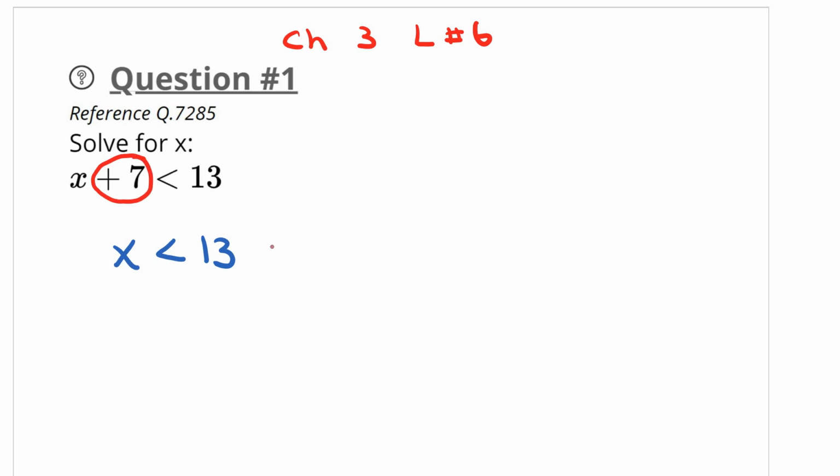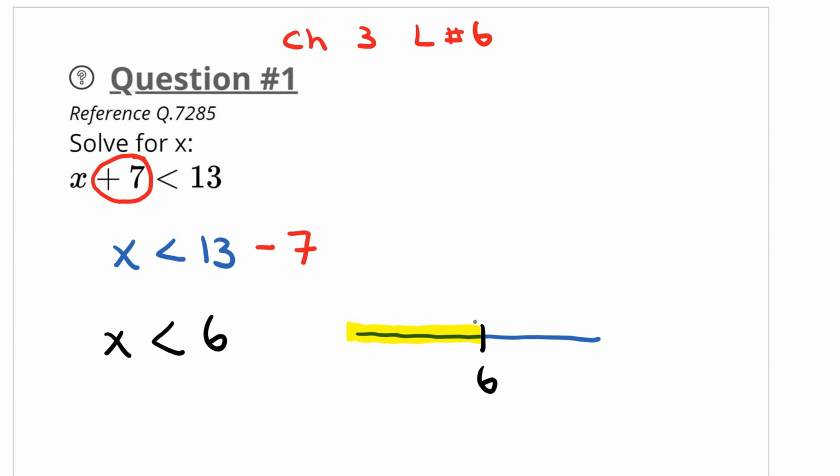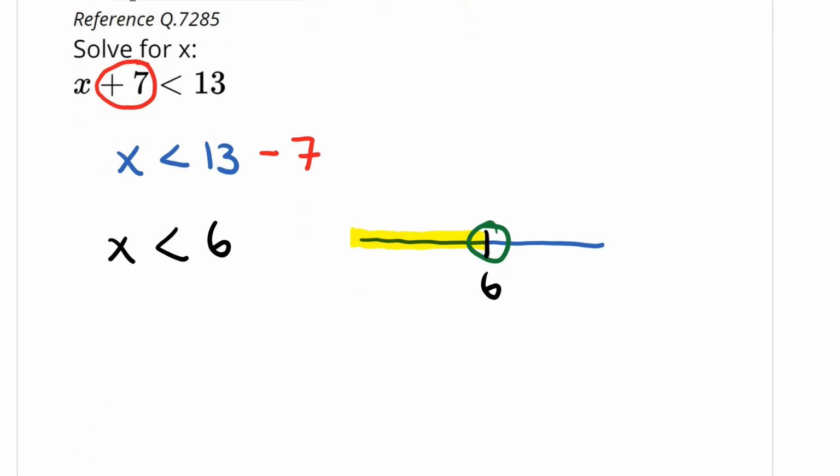If it's positive, if you bring it to the other side, it's going to be negative, right? So your final answer is x is less than 13 minus 7. And 13 minus 7, I believe, is going to be 6, right? So x is less than 6. And if you had to graph that on a number line, I would just say that here's 6. And if you're less than 6, you're just shading over here. And you have an open circle. All right, so inequalities here, right?